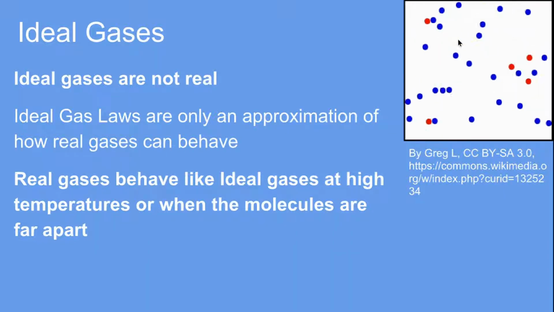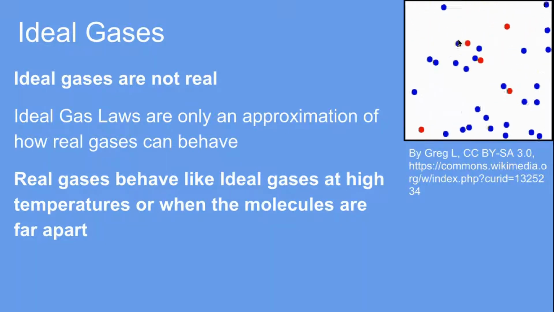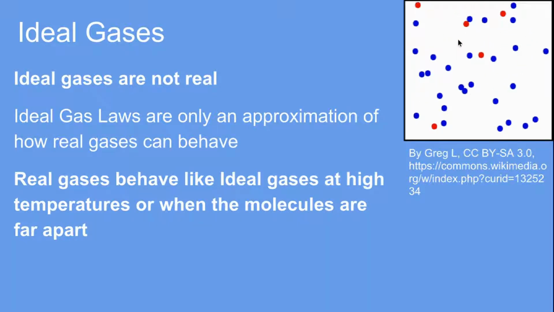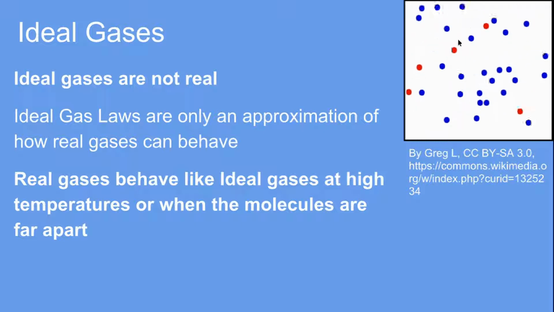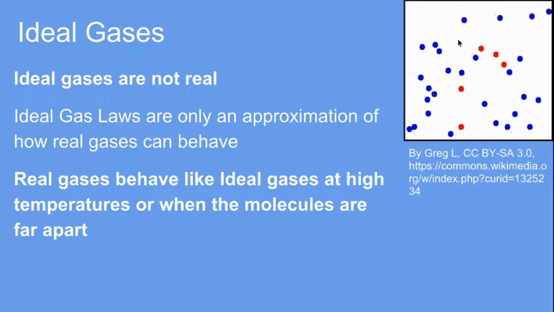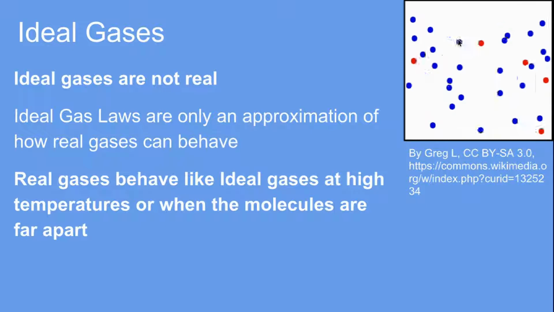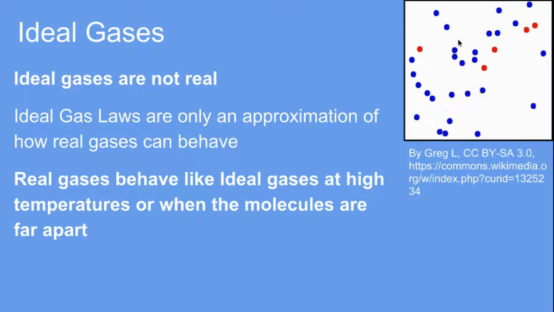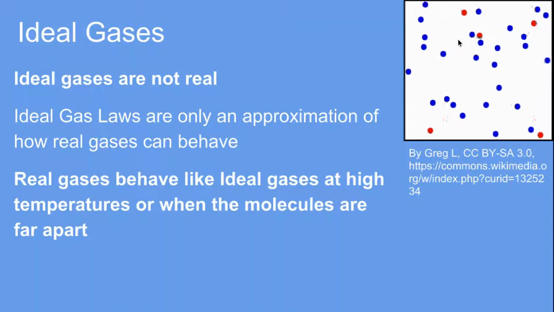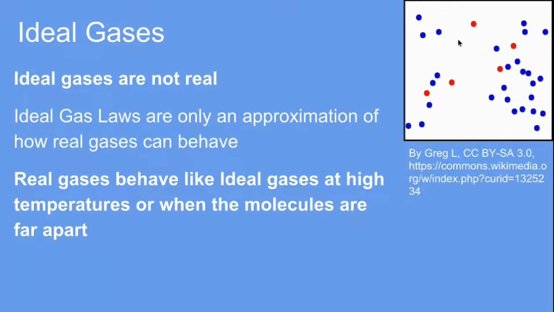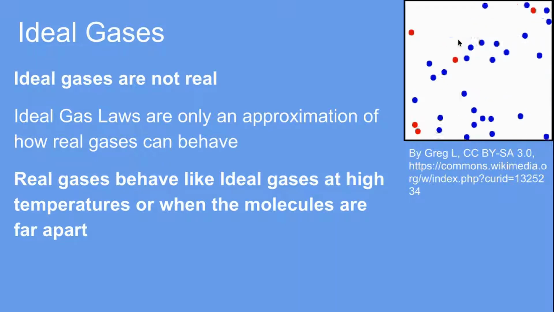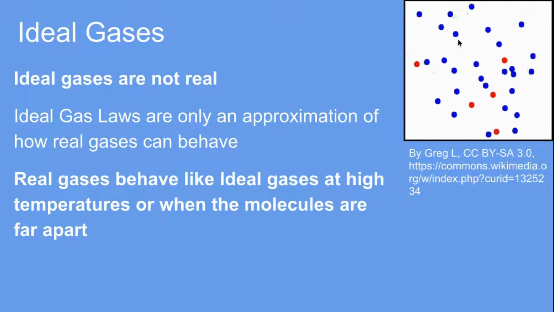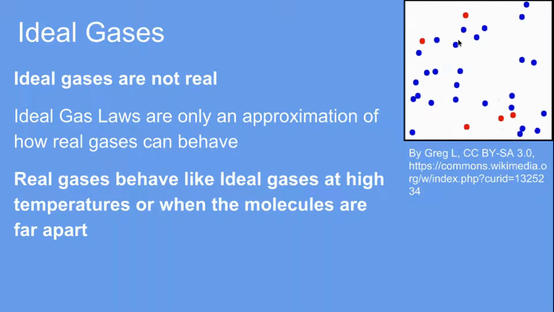But there are two different options for when real gases can behave like ideal gases. They can either be at a very high temperature, where they carry so much energy that they forget about all the other stuff, or when the molecules are very far apart. That means that the interactions between the molecules of a gas are very negligible. So these are the two times that we can assume that real gases are ideal gases: at high temperatures and when the molecules are very far apart.